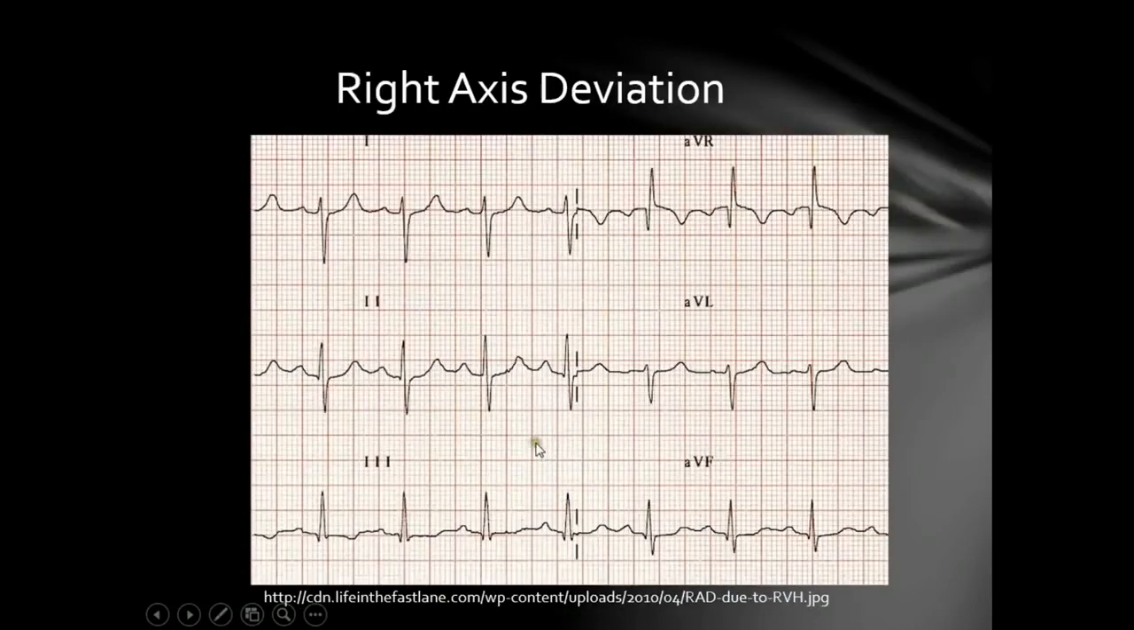Here on this ECG, we can see an example of a right axis deviation. First, we can see that lead 1 is negative and lead AVF is positive.